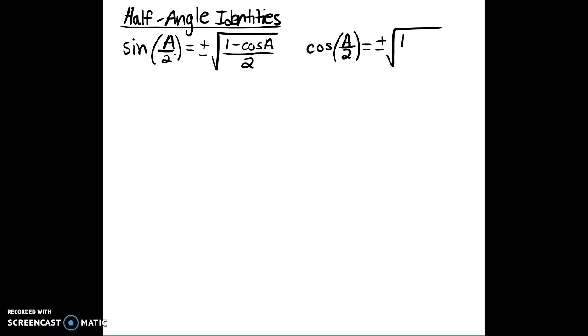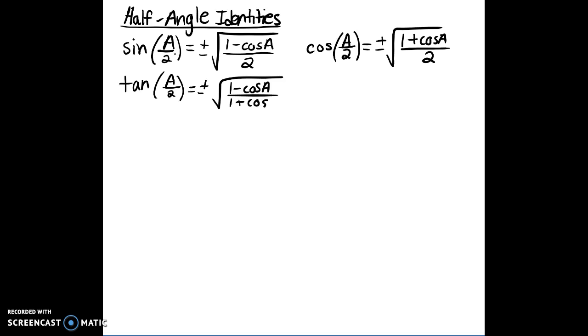Cosine of a over 2 is plus or minus the square root of 1 plus cosine a over 2. And then tangent of a over 2 is also plus or minus, and you'll notice it's really just taking the sine dividing by the cosine, so that eliminates the denominator of 2. So they all look kind of similar, which will be helpful and also tricky when you're memorizing them. Just be aware when you're learning these. I'm going to need all students take calculus to determine things about the quadrant.